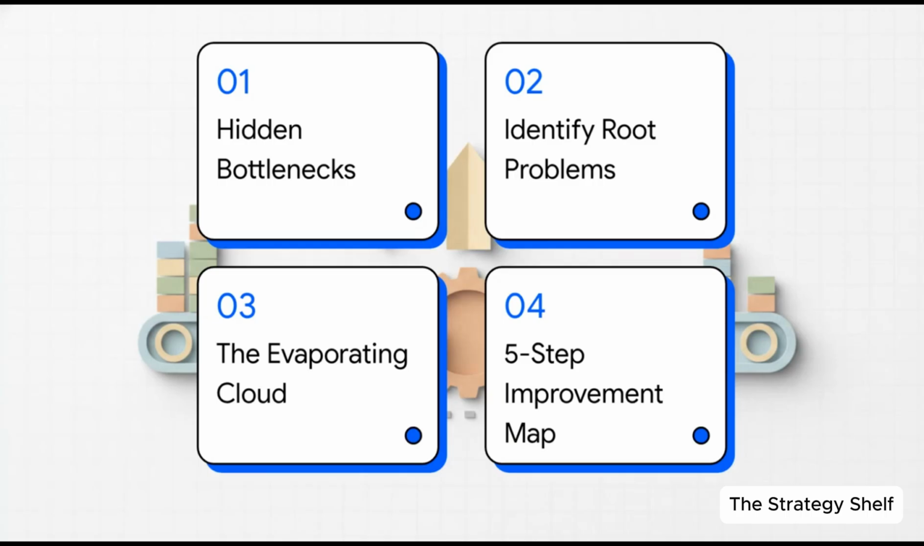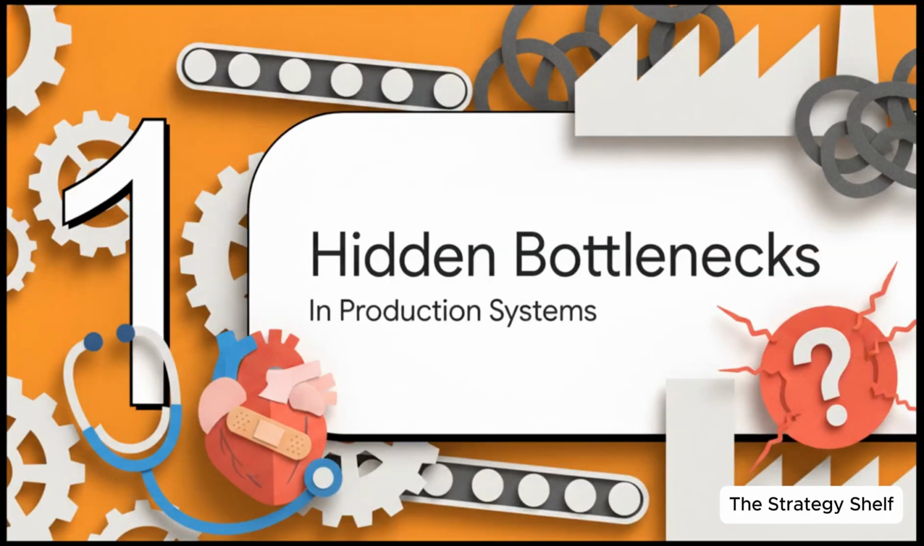Here is our roadmap for today. First, we'll uncover those hidden bottlenecks in production. Second, we'll learn to identify the root problems. Third, we'll use the evaporating cloud to find a solution. And finally, we'll walk through a 5-step improvement map. Okay, Section 1, Hidden Bottlenecks in Production.